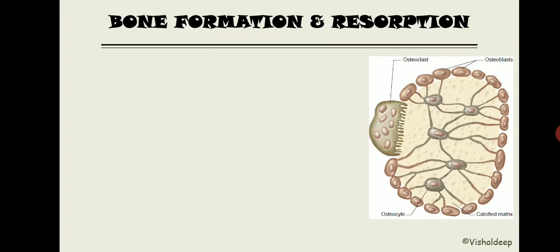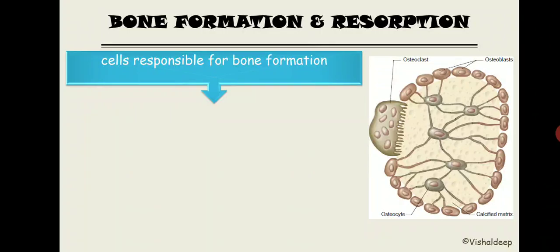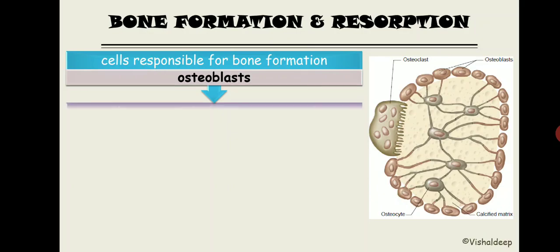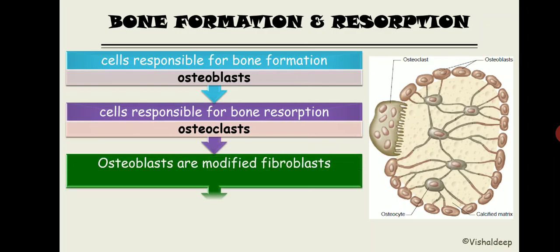Let us revise a bit from our previous lecture. The cell responsible for bone formation, as you already know, is the osteoblast, and the cells responsible for bone resorption are the osteoclasts. Right? Now osteoblasts basically come from fibroblasts. So osteoblasts are modified fibroblasts.